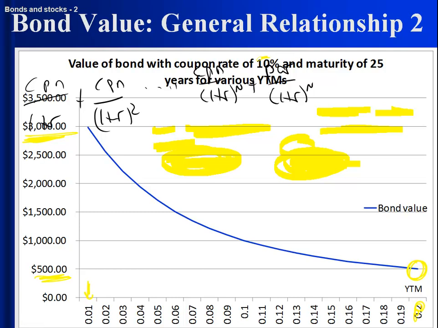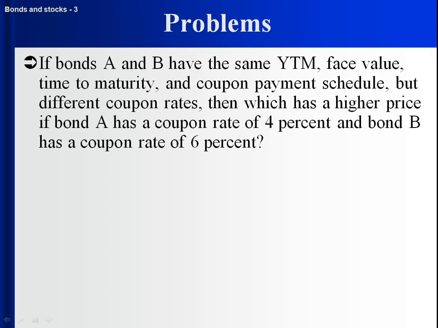So let's take a look at a few problems. You have two bonds, A and B. They have the same yield, the same face value, the same time to maturity, and the same coupon payment schedule. So they're going to be paying coupons at the same time for the same amount of time. And they have the same level of risk, but A has a coupon rate of 4% and B has a coupon rate of 6%. So A is going to pay you $40 a year and B is going to pay you $60 per year. What would you rather get? You'd rather get $60 per year, and so B is the one that's going to be more valuable.